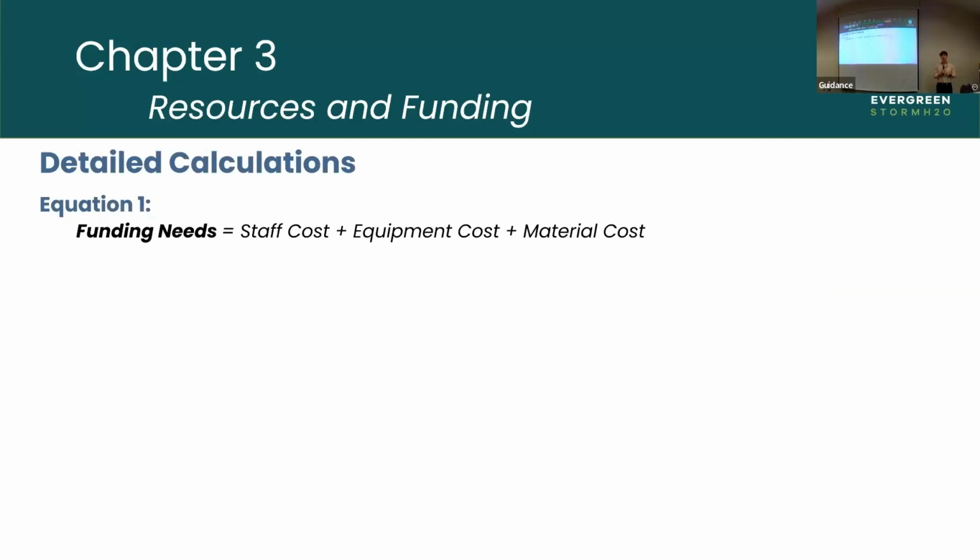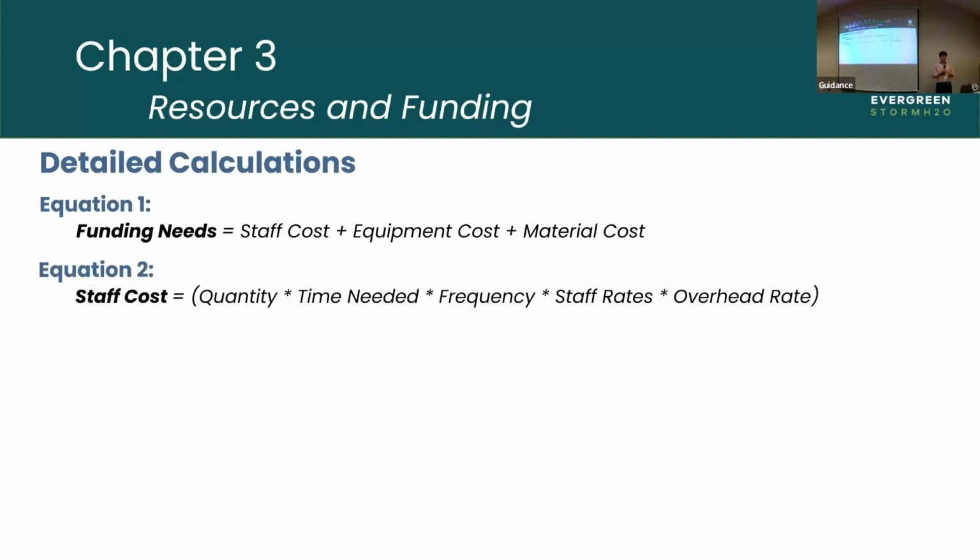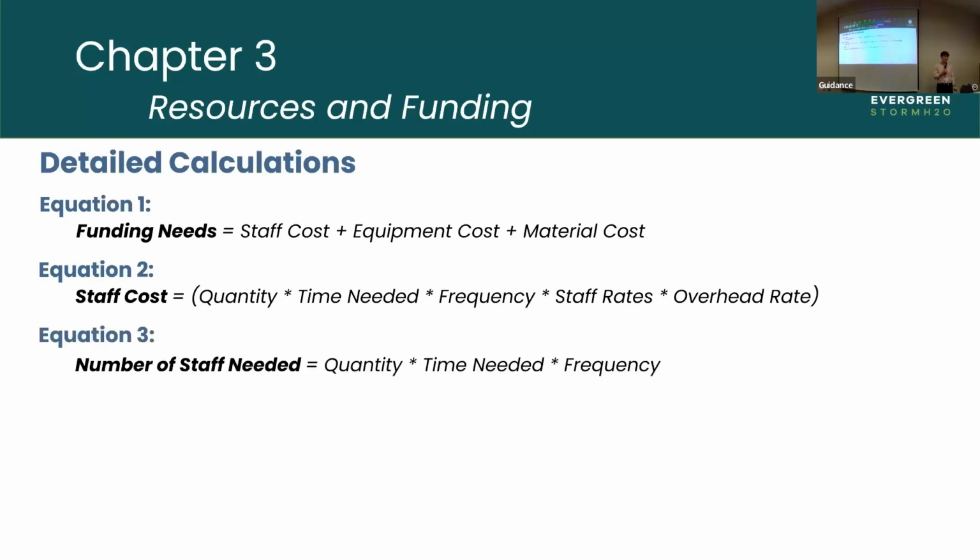The actual equations that we used in that calculating tool include what I'm going to go through on this slide. The first one is just the overall funding needs. So that's the staff costs plus the equipment costs plus any material costs, so like your E&O flyers. The next equation is estimating staff cost. So that would be looking at the number of times you perform a task, the time needed to perform the task, how frequently that occurs on your basis, what the staff rates are, and then overhead rates.